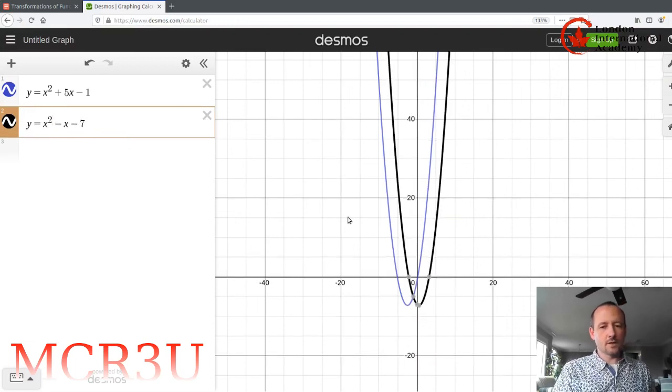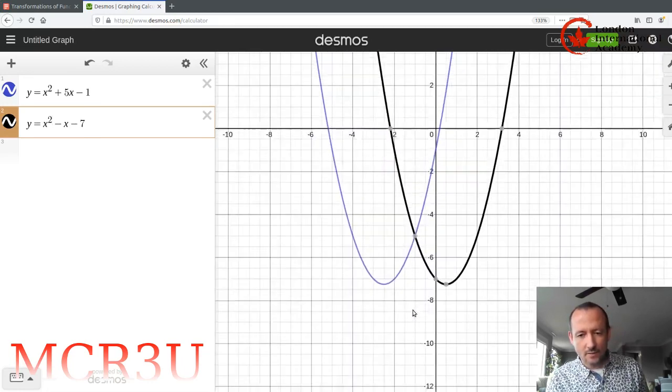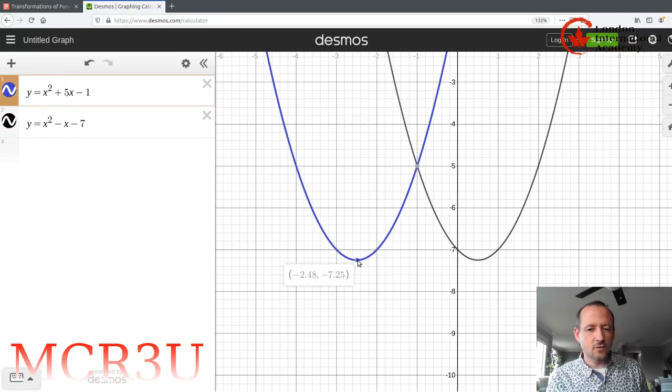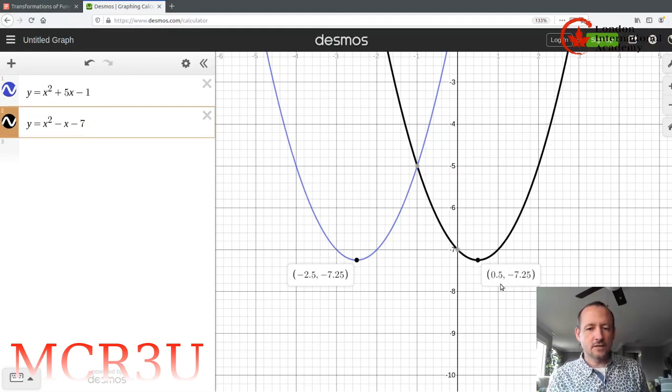So there we are. There are two identical equations, except that one is translated by a distance of 3. There's negative 2.5 for one vertex, and here's probably 0.5 for another vertex. So you see the distance between them is 3.